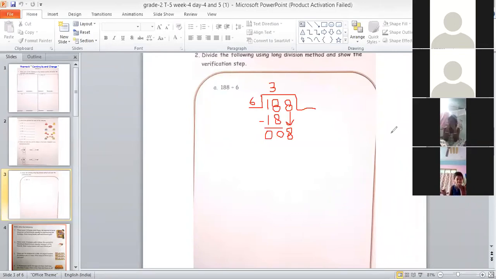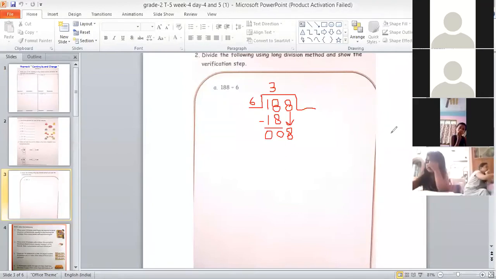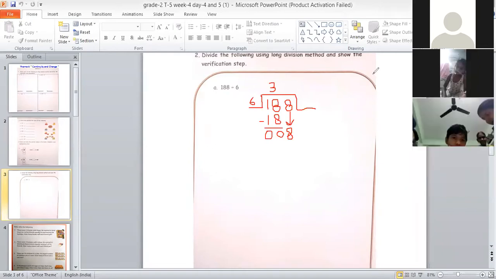Yes, Nityasri, tell me the 6 table. Can we get 8 in the 6 table? No, ma'am. Then tell me what we should do next. We should think of a number in the 6 table which is smaller than 8 and nearest to 8. So what is that number? 6 ones are 6, ma'am. Yes, that number is 6 ones are 6.